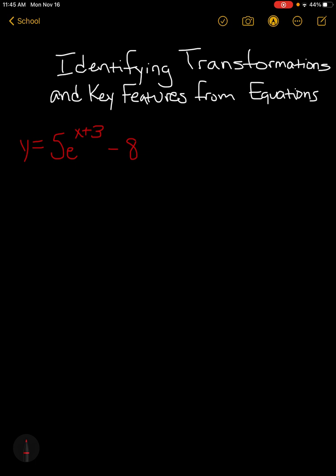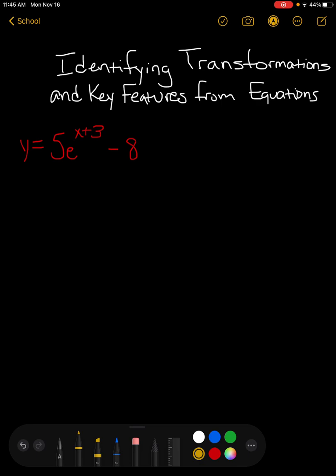We are going to look at identifying transformation and key features from equations. The examples I'm going to use here are from slides 2 and 3 in the Desmos activity on SLT 27. So if we take a look at this equation of y equals 5 times e to the x plus 3 minus 8, we are first going to identify the transformations.